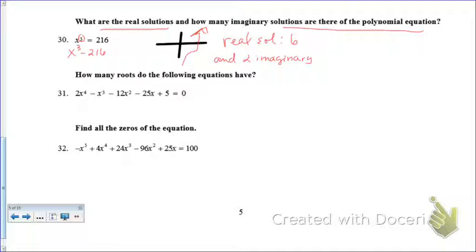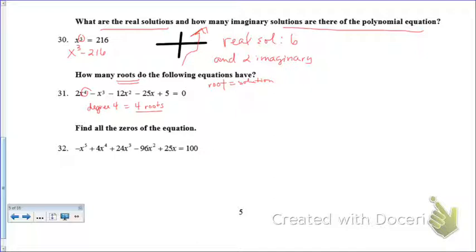Number 31 says how many roots do the following equations have? A root is just another way of saying solution. So root is equal to solutions. So I can have real solutions and I can have imaginary solutions. So I can have real roots and imaginary roots. I just need to know how many I'm going to have, and the degree is going to tell me. So if I have degree of 4, then I should have 4 roots. Some are going to be real and some may be imaginary, or all of one type.